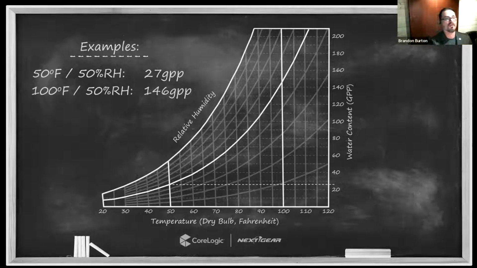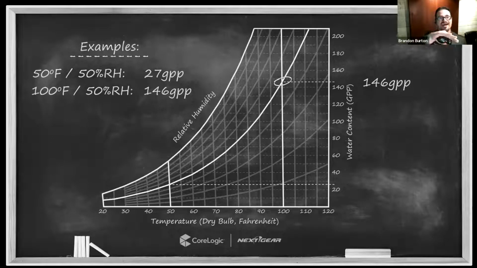Let's do the opposite now. Let's take it to 100 degrees Fahrenheit. So raise the temperature and go to 50% relative humidity. 100 degrees Fahrenheit at 50% relative, where the two intersect on the chart, we go to the right, we get 146 grains, all right? Now notice that my chart caps out at 200. That doesn't mean that's all the water that the air can hold. It just means I ran out of paper. I ran out of screen, right?